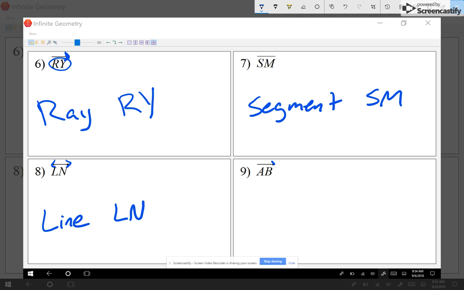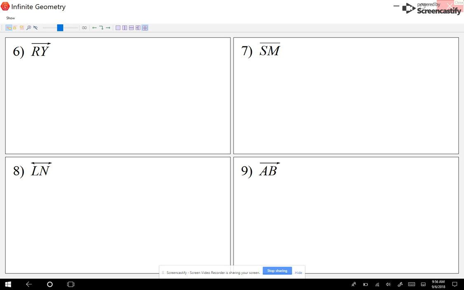I noticed that there's only one arrow, so then I'm like, that's a ray. The order does matter on a ray, so AB. So see, 6 and 9 are the same thing, the same figure. I just changed the letters to not help you out more. So make sure you know the difference between them. All right. Any questions? No?